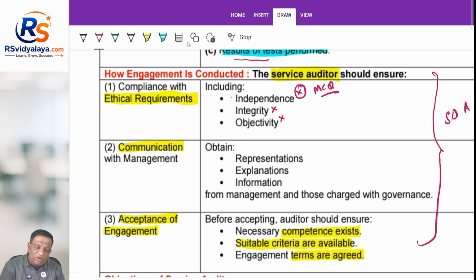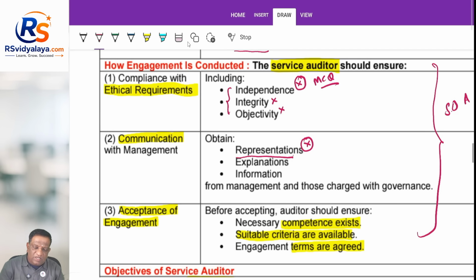Then, as I told you, the regular statutory auditor will obtain these MRLs, but is the service auditor also supposed to obtain MRLs? The answer is yes. So, here take 1 star to it. The service auditor is expected to obtain representations, explanations and information from whom? From the management or from those charged with governance. But from whom he will take it, we have already discussed in the earlier chapter, which is on SA 580, that is, whoever is responsible or whoever has the knowledge of it. So, from them he will obtain.